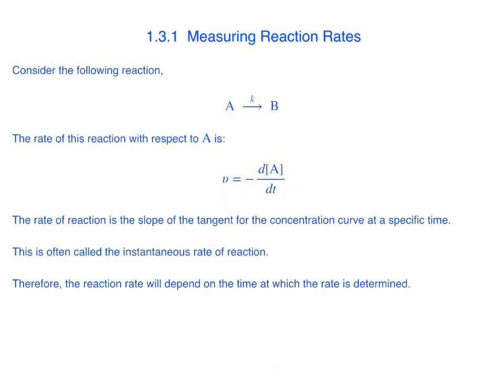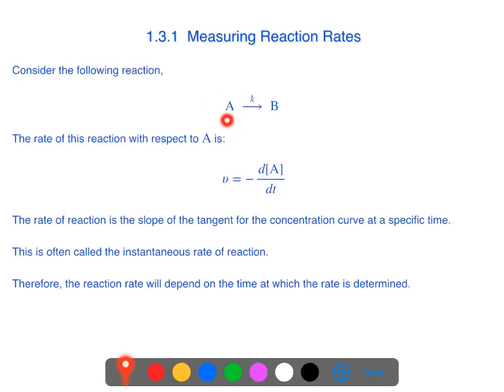In this video, we're going to cover section 1.3.1, measuring reaction rates. Let's consider the following reaction. We have a reactant A being transformed into product B with a rate constant k.